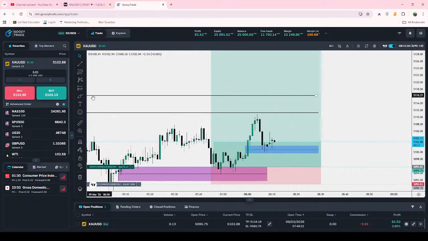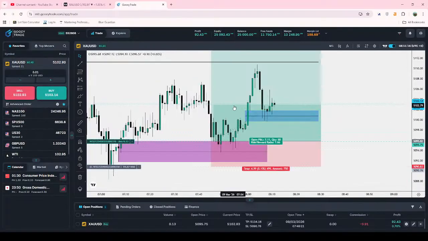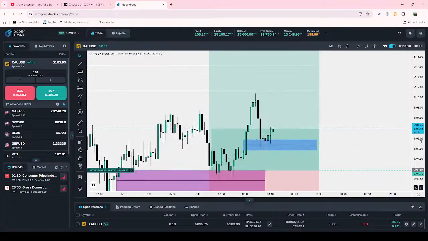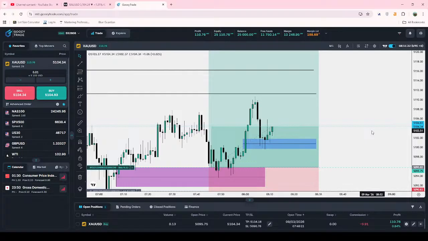Let's look at NAS 100 till then. Yeah, it took our entry then came down. NAS 100 is much faster than gold. This could have been a good trade, but I'm not willing to risk more than one trade.